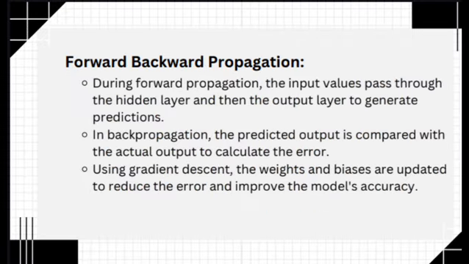During forward propagation, the input passes through the hidden layer and then the output layer to generate predictions. In back propagation, the predictions are compared with the expected output to calculate the error. The weights and biases are then updated using gradient descent to improve the model's accuracy.